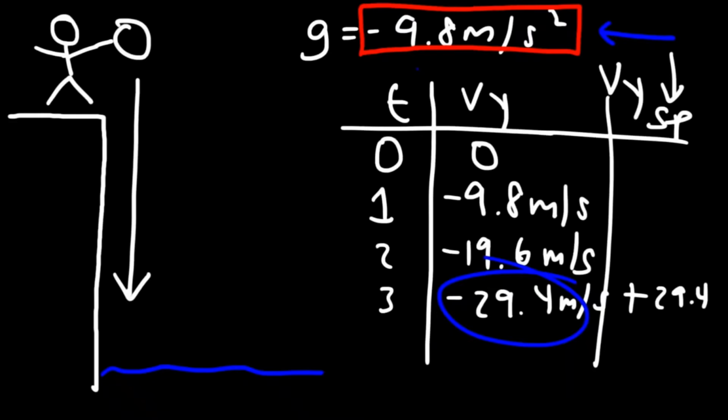So the gravitational acceleration tells you how fast the vertical velocity is changing every second. On the moon, where g is negative 1.6, if you were to throw a ball, the vertical velocity would decrease by 1.6 meters per second every second.